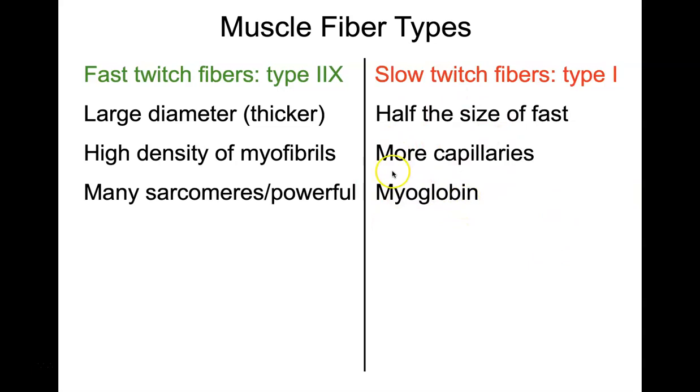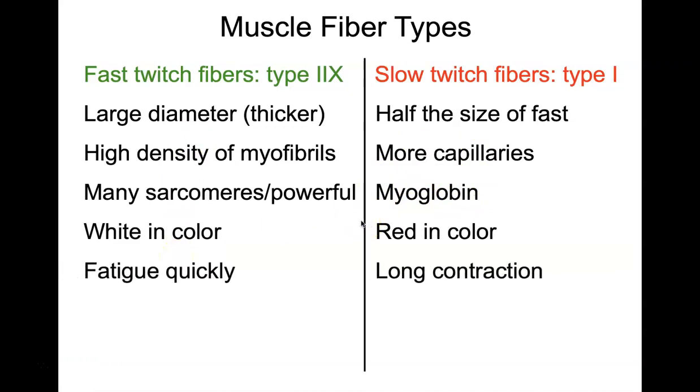So we're already starting to see the differences here, right? Fast twitch fibers are focused on powerful, fast contractions, thick muscles, thick diameter. Slow twitch fibers are focused on oxygen, right? More capillaries and a bigger ability to bind oxygen with myoglobin. Fast twitch fibers are white in color. Slow twitch are red. And so there's a trade-off between the power associated with fast twitch and quick fatigue. Yes, fast twitch fibers have really strong, powerful contraction, but they fatigue quickly.